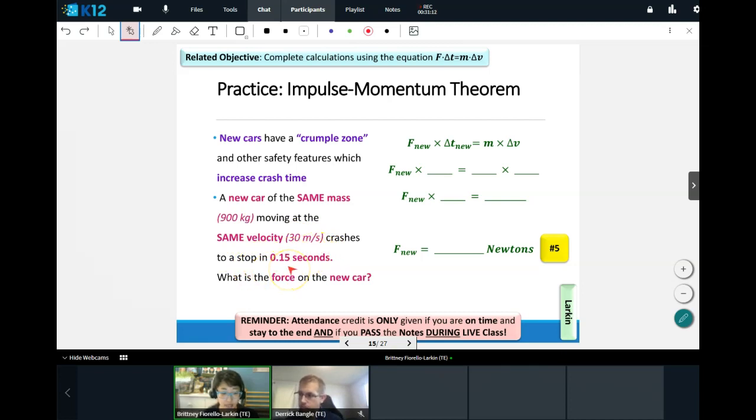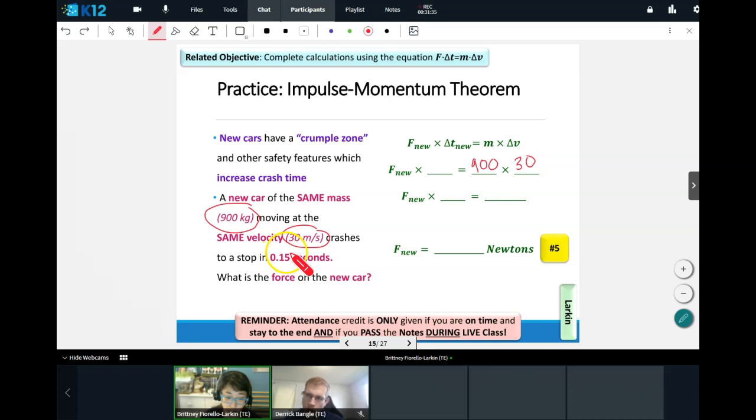So this time, instead of 0.02 seconds, it takes 0.15 seconds, which is actually a lot longer than 0.02 seconds, okay? So we want to know what the force is on this new car. Taking a look here, we have a mass. It's the same mass, 900. We have a velocity. It's the same velocity, 30 meters per second.